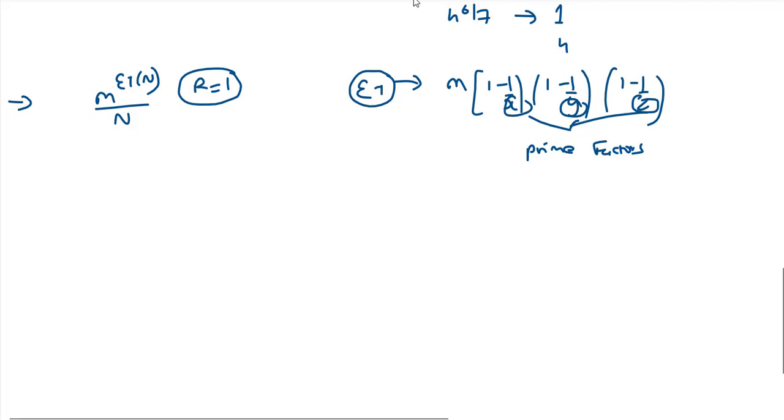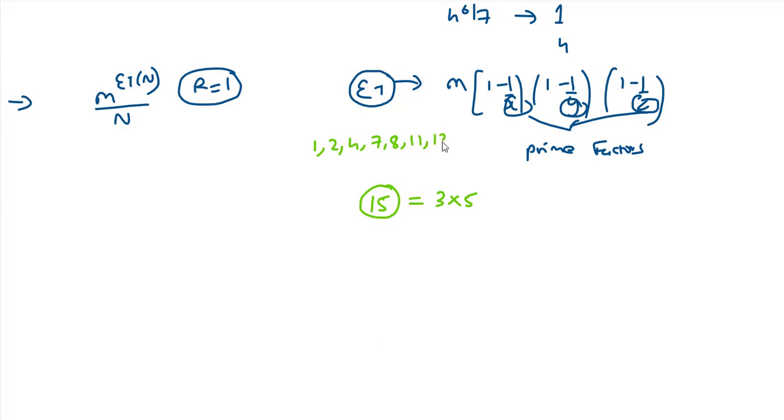Let us understand it with the help of an example. If you want to find the Euler's totient of 15, so 15 can be represented as 3 into 5. As I have said, Euler's totient represents the number of numbers which are less than 15 and co-prime with it. If we list it down manually, it will be 1, 2, then 4, the next number will be 7, 8, then 11, 13 and 14. So these are the numbers which are less than 15 and co-prime with it.